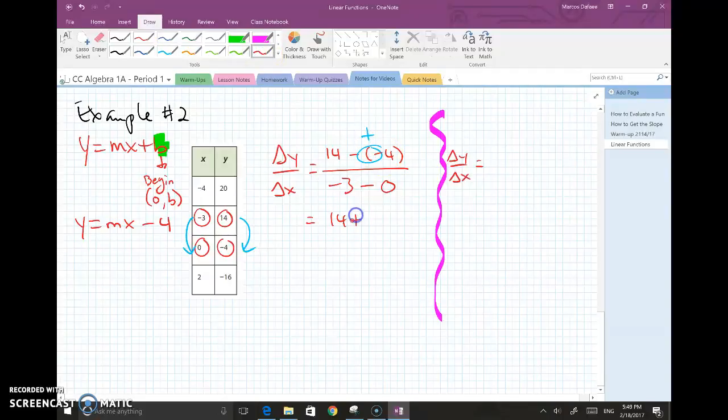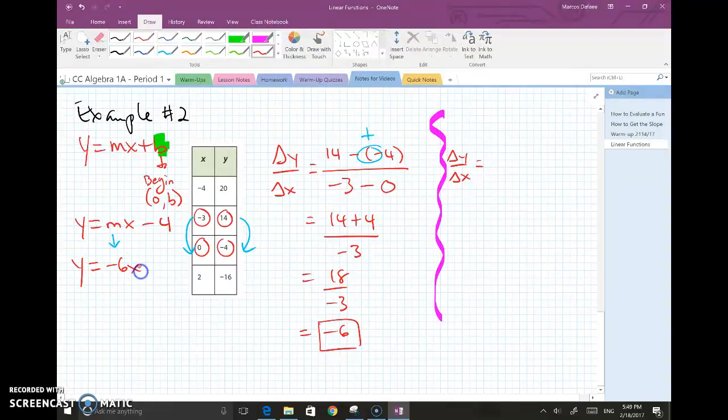So now it's 14 plus 4. Negative 3 minus 0. 0 means nothing in English. So if it's nothing, we just have negative 3. 14 plus 4 is 18. So now we have 18 divided by negative 3. And if you can divide that, you should do it. So 18 divided by negative 3 is negative 6. That's my slope. So I go into my function, and I replace the m with what I now have, which is negative 6x minus 4. And that is the end.